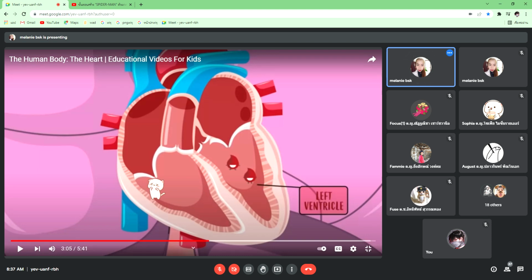Your heart and your lungs work together. All the organs in your body help each other. That is what I had told you a while ago. That's why they are connected with each other.